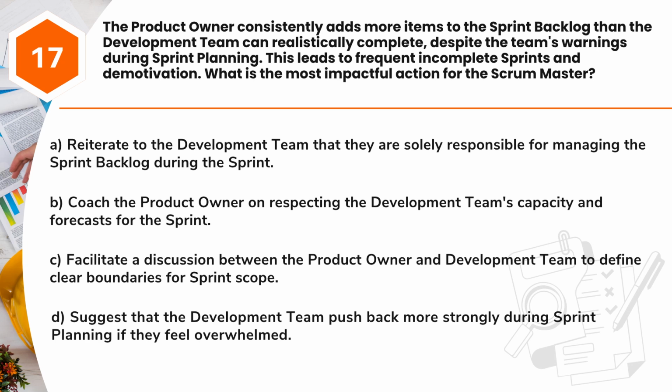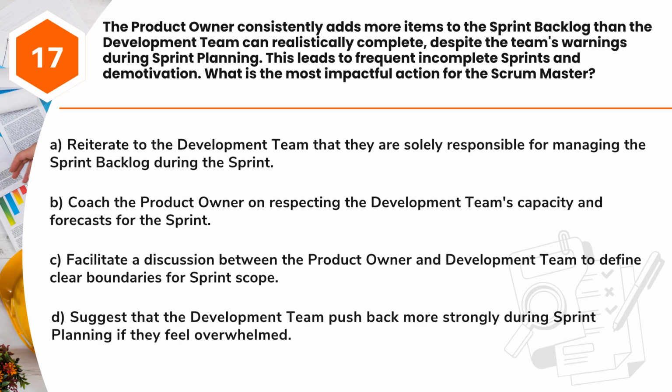The product owner consistently adds more items to the sprint backlog than the development team can realistically complete, despite the team's warnings during sprint planning. This leads to frequent incomplete sprints and demotivation. What is the most impactful action for the Scrum Master?